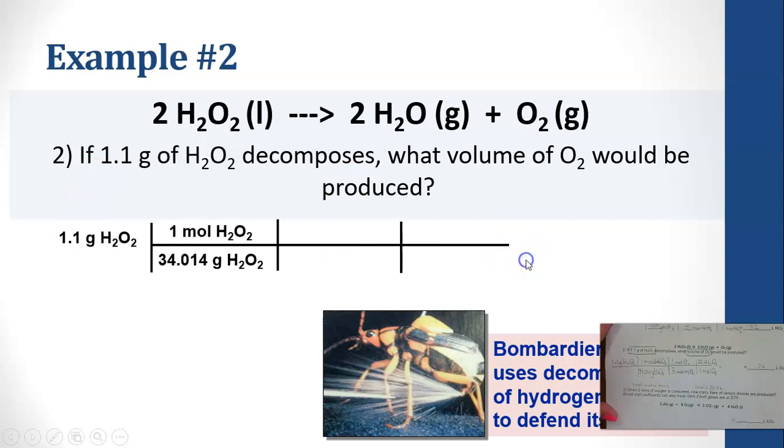Now they're going to pop in your slideshow here. 1.1 grams. See, you disco down. There's the conversion to moles. Next will be my mole ratio. And finally, 1 mole is 22.4 liters of oxygen. And we get 0.36 liters of oxygen.